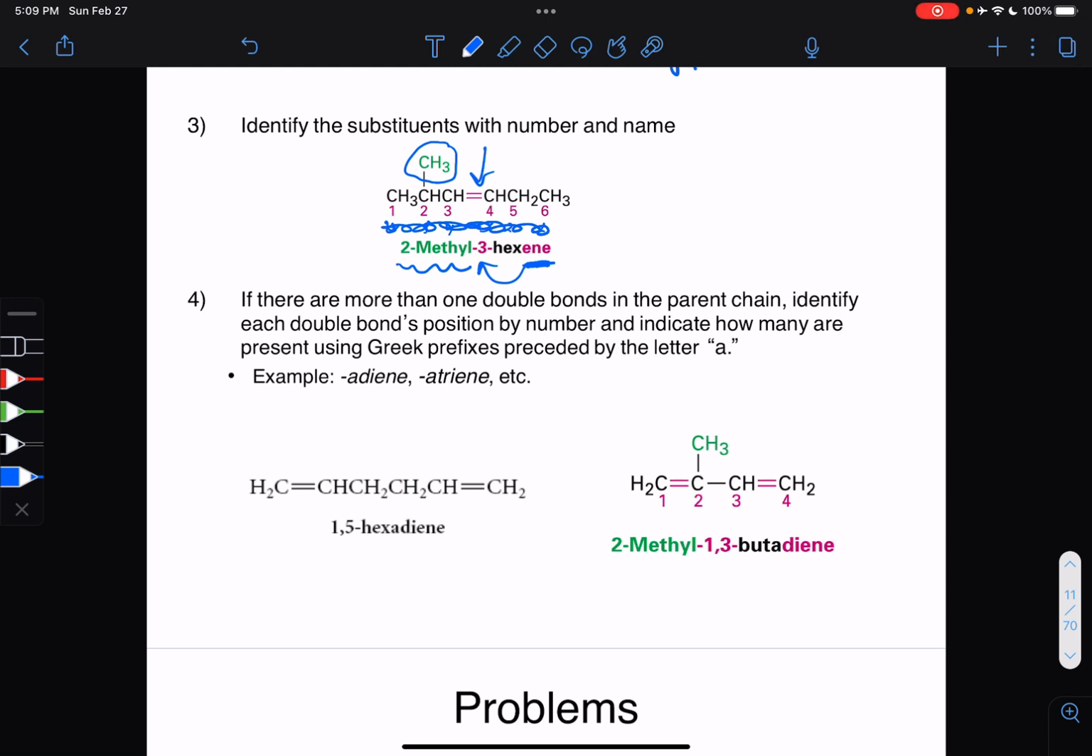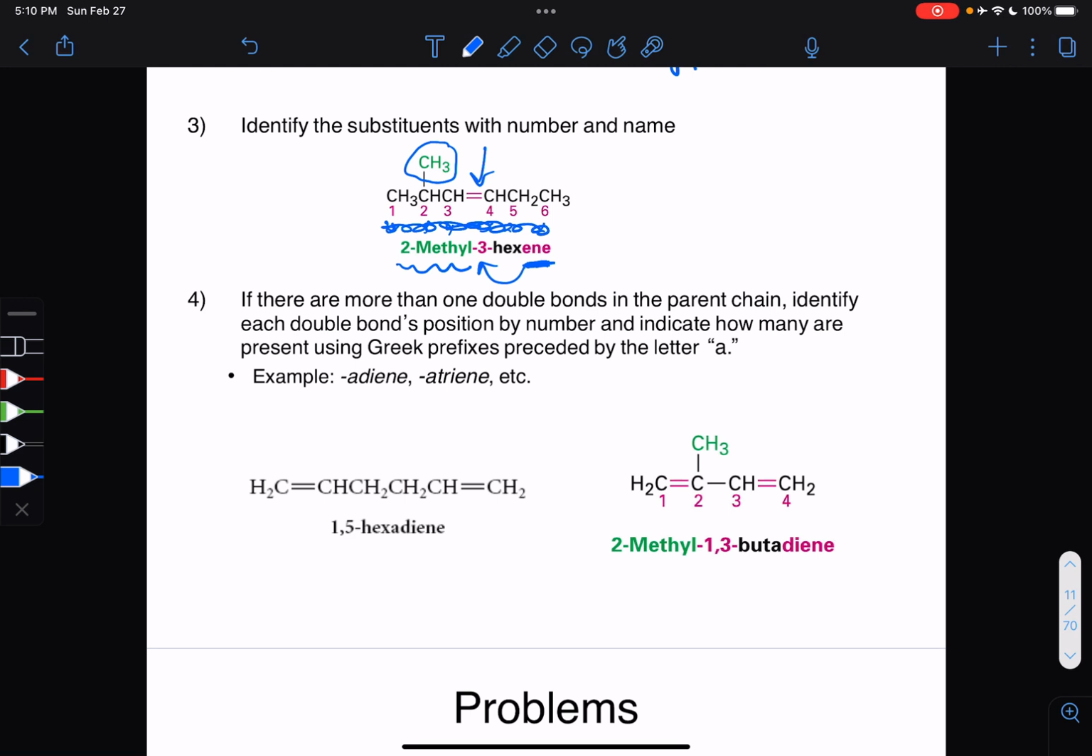If there are more than one double bond in your parent chain, identify each double bond's position by number and indicate how many are present using Greek prefixes. So if we have 2 double bonds, you would expect us to say diene. If we have 3 double bonds, you would expect us to say what? Probably triene, and then if we had 4, tetraene, etc. But IUPAC says, ha ha ha ha, that would make sense.